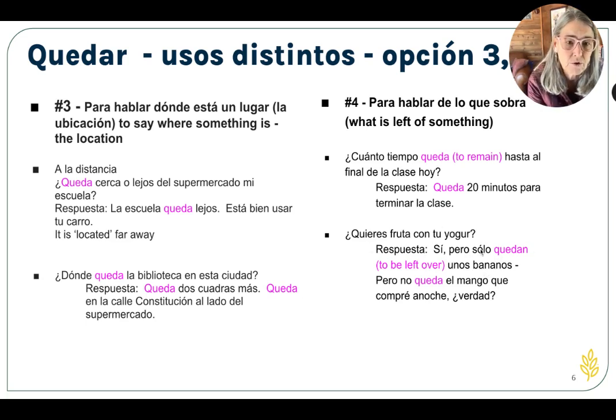¿Quieres fruta con el yogur? Sí, pero solo quedan, remains, or is left over, unos bananos, or unas bananas, or plátanos. Pero no queda el mango que compré anoche, ¿verdad? But the remaining mango that I bought is no longer there, right? And so you say, no queda, no está, no queda, right? So the first one, back to number 1, ¿cuánto tiempo queda? Queda 20 minutos para terminar la clase. 20 minutes remains, or this thing is left over, it remains.